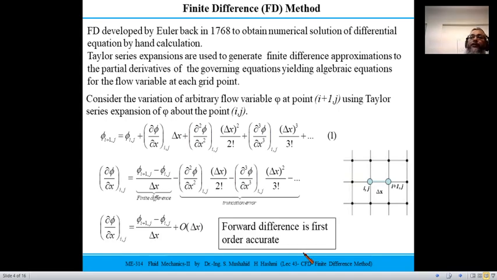So in order to calculate the first derivative at point ij, I need information about the forward point. That's why it is called forward difference. And since delta x is the order of accuracy, it is called first order accurate.